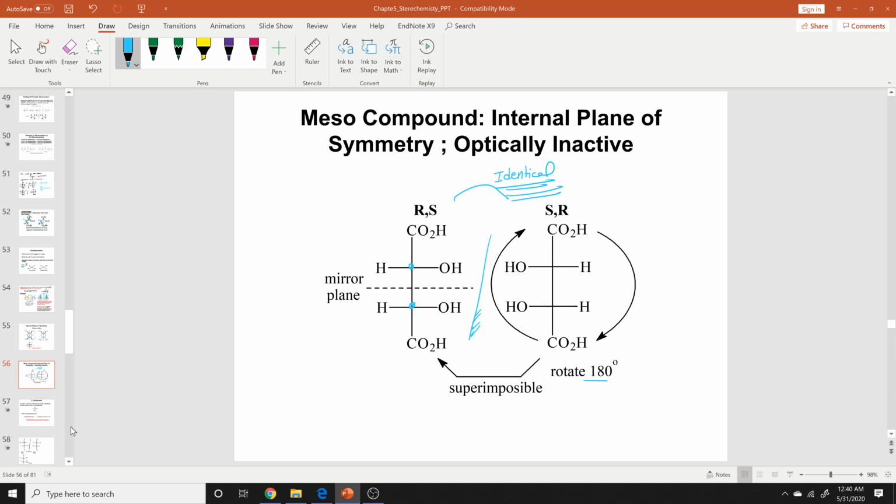They are the same. So these two are going to be the same. So no need for you to draw the mirror image for it, because they are the same. So you would say that this exists as one meso compound. Okay?